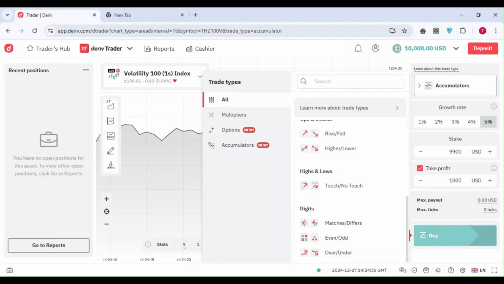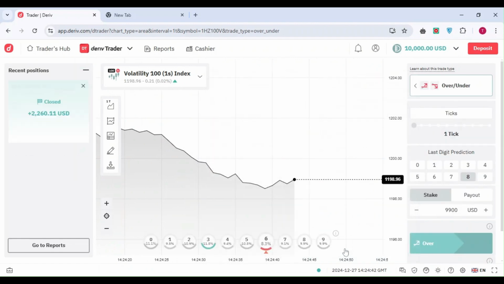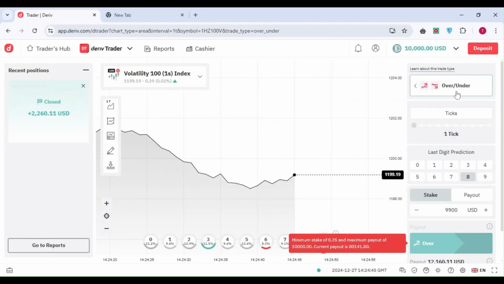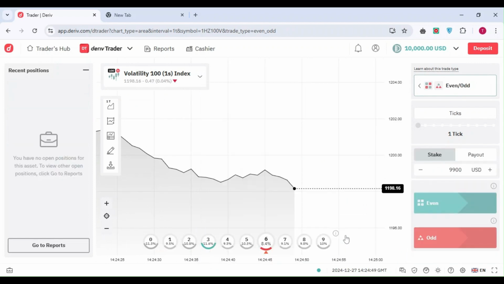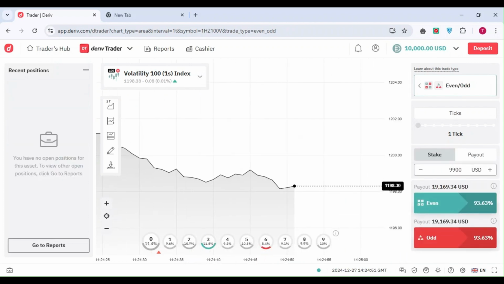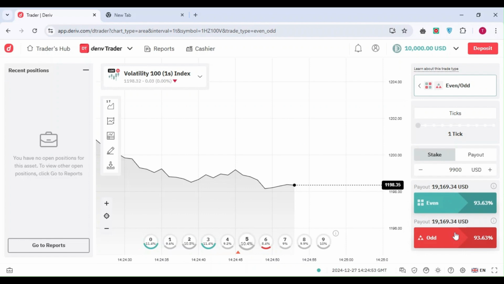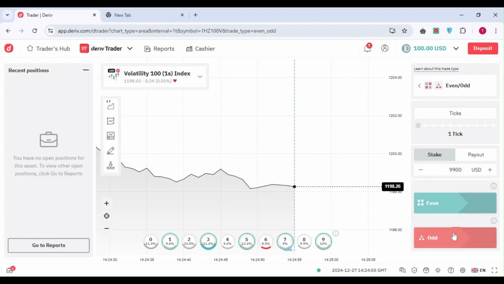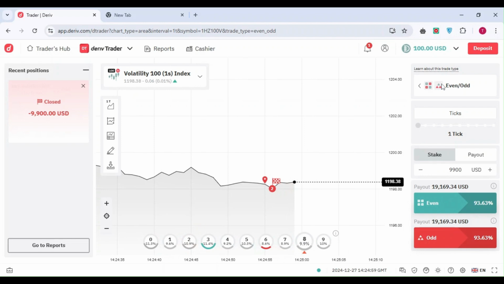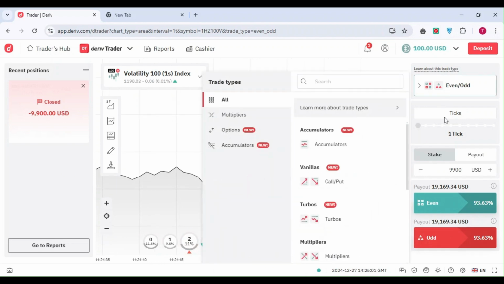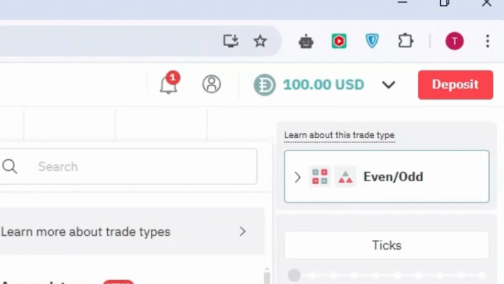But let's try and decrease the amount in USD to match what most of us might have. So sorry, we're going to use the even odd trade type. So 99 USD. So good. Now our account has $100. That's fine. That's what we wanted.